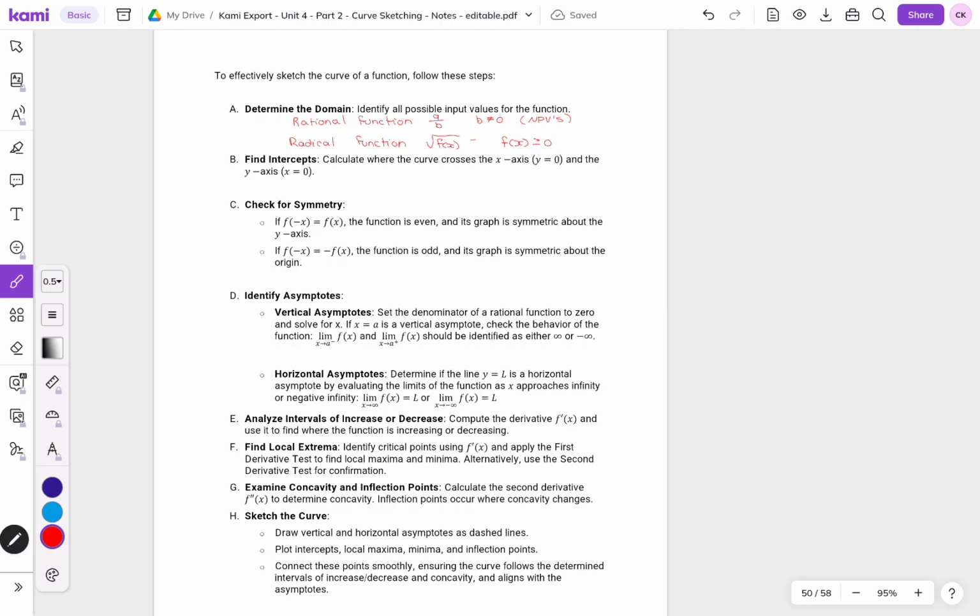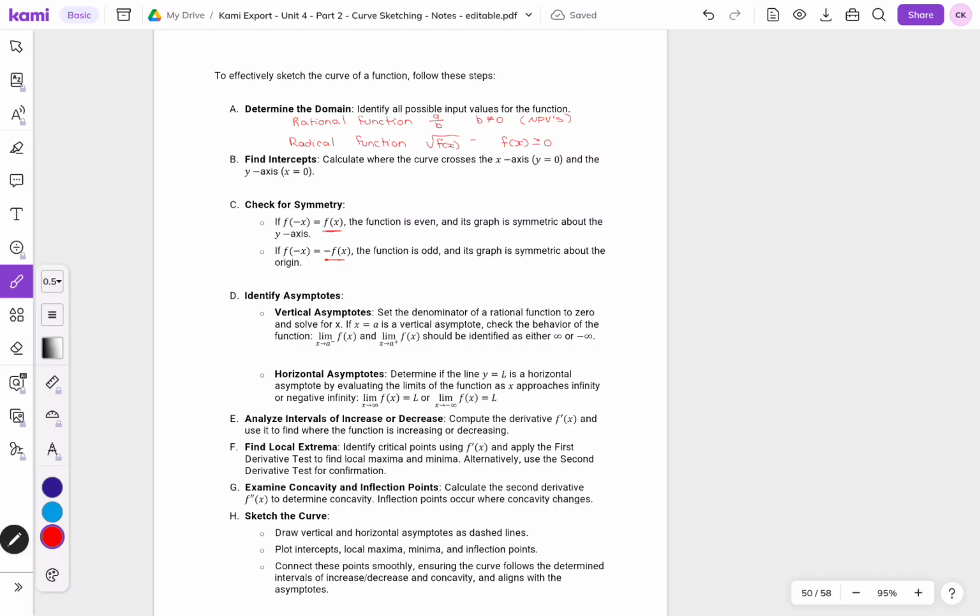All right. Then we're going to find our intercepts. So the x-intercepts make y equal 0. The y-intercepts make x equal 0. We want to check for symmetry. So subbing in that negative x to see if it pops out our original function or the negative of the function. Because if I know I'm symmetric about the y-axis, if I know the left half, I know the right half. Again, I only have to do half the work. If it's odd, then I know I'm symmetric about the origin. So if I know the bottom left, I know the top right. So again, half the work.